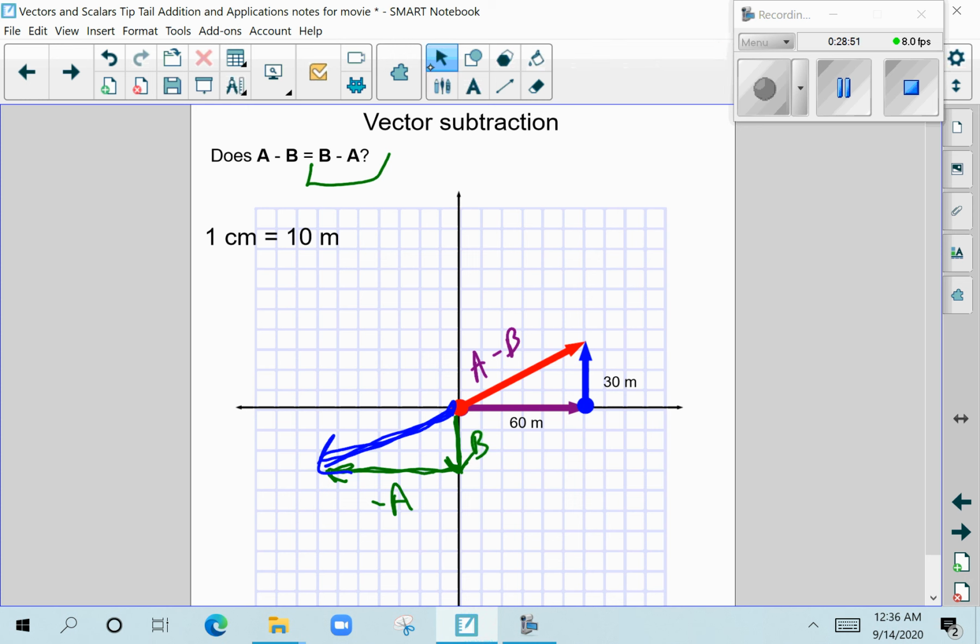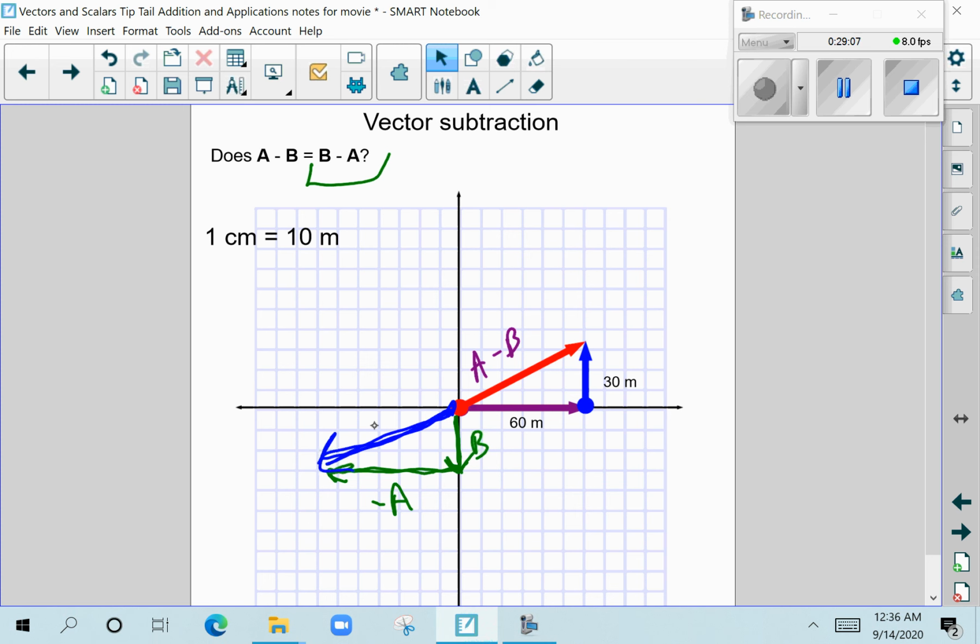Please notice these vectors are 180 degrees off of each other. Not only that, but if I overlap them, I see these two vectors cancel out. That means my answers are the exact opposites of one another.